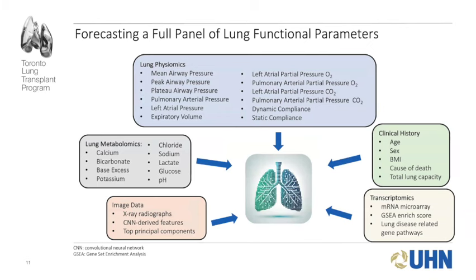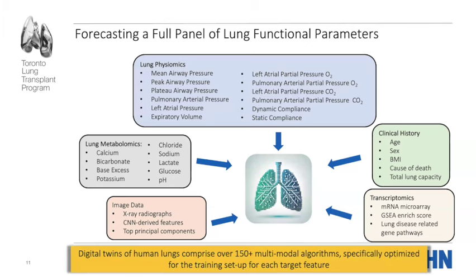And summarized here is a full panel of parameters divided into 5 categories. And under lung physiomics, we can see parameters like airway pressures, compliance, and oxygenation. And under metabolomics, we have lactate and glucose. For image data, for example, we have X-ray images and its derived features. And for the transcriptomics data, we are looking at the gene set enrichment score for specific genetic pathways. And for the model, the patient age, sex, and also, for example, total lung capacity were also considered. So altogether, we're really looking at digital twins of human lungs comprised of over 150 multimodal algorithms, and each one of them has been specifically optimized for the training setup for each target feature.